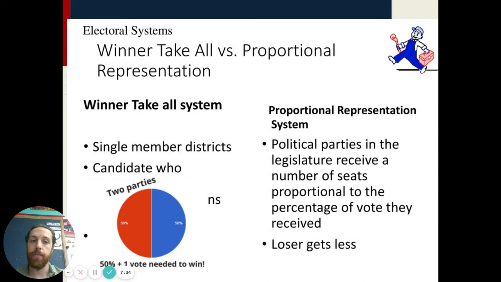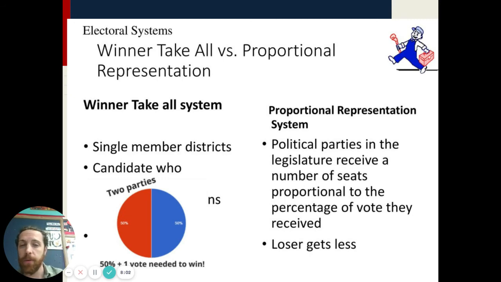Whereas in a proportional representation system, political parties in the legislature, so in Congress, are going to get a number of seats equal to the percentage of votes that they receive. So the loser's not going to get everything, but they're also not going to get nothing. They're going to get less than what the winner does, but they're still going to get some.